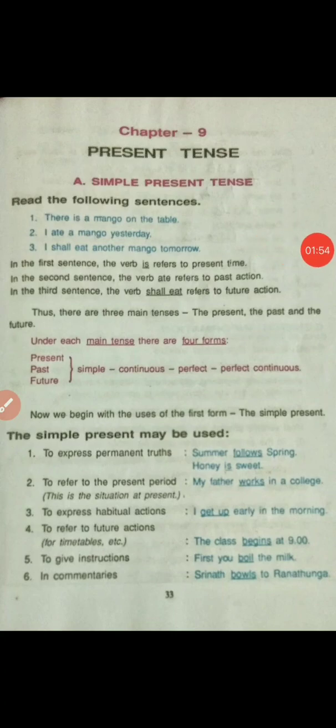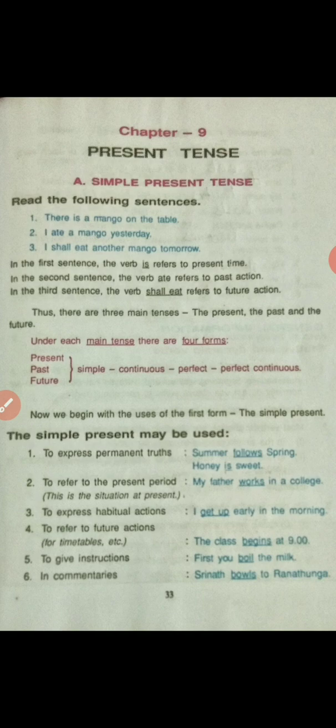Okay. Now let us go to see the first one, simple present. Let's consider the example. First, to express the permanent truth, simple present tense is used. See example, summer follows spring. Then, honey is sweet. So these are the simple present tense.